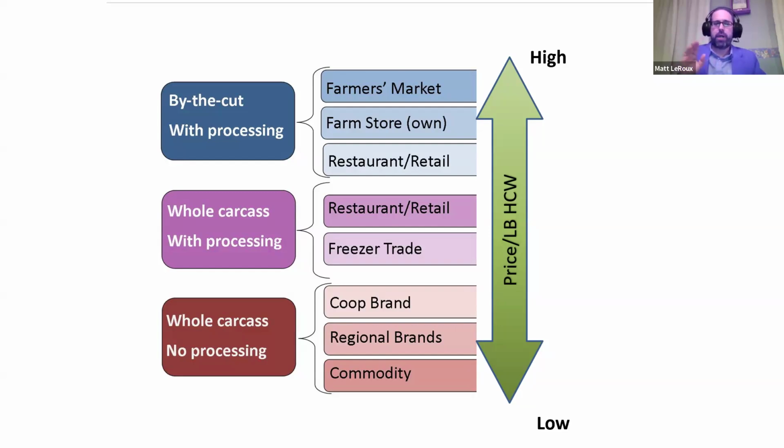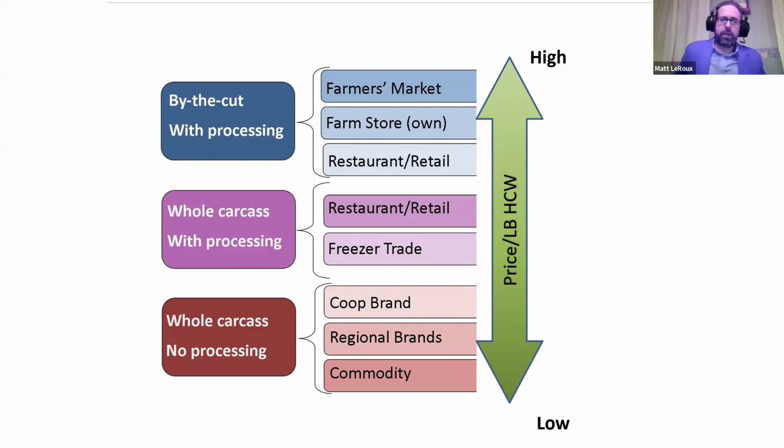When you sell to a regional brand or a commodity channel, you're not making appointments with the processor. You're just selling animals off and getting paid based on carcass weight. If we move up into the purple channels, they are in the center. These are channels where you're selling, again, still by the carcass weight. You're not selling cuts, but you are going to be arranging for the processor. So quarters, halves, and wholes direct to consumer.